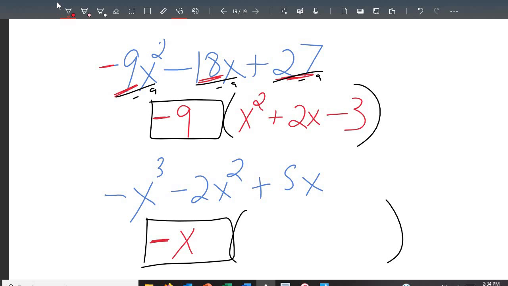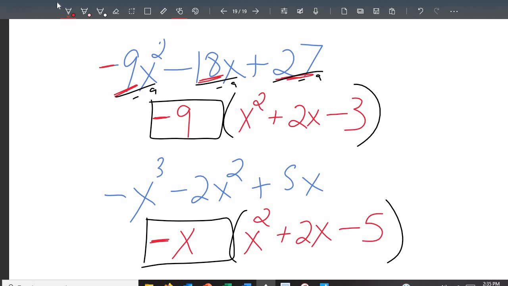So we're dividing everything by a negative, which changes the signs, and we're taking 1x away from everything. So negative x cubed divided by negative x is positive x squared. Negative 2x squared divided by negative x is a positive 2. Take 1x away. 5x divided by negative x is negative 5. Take the x away.